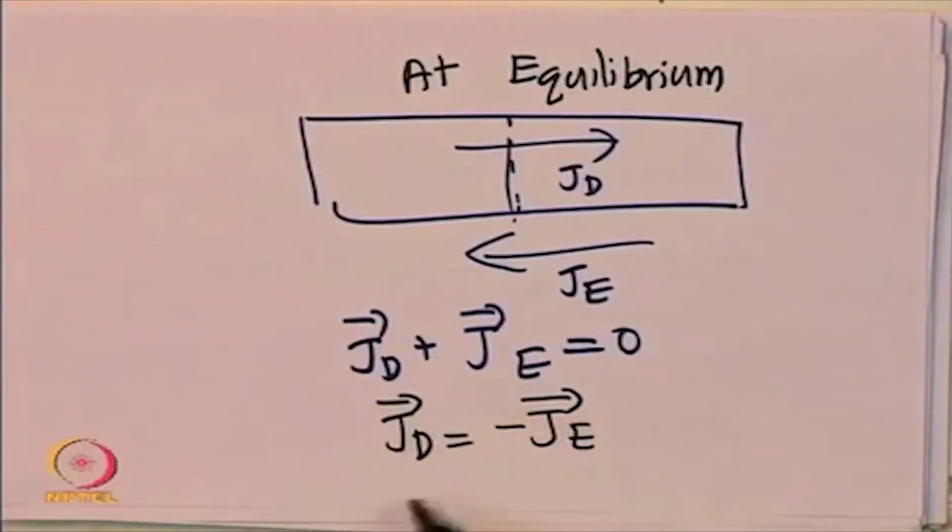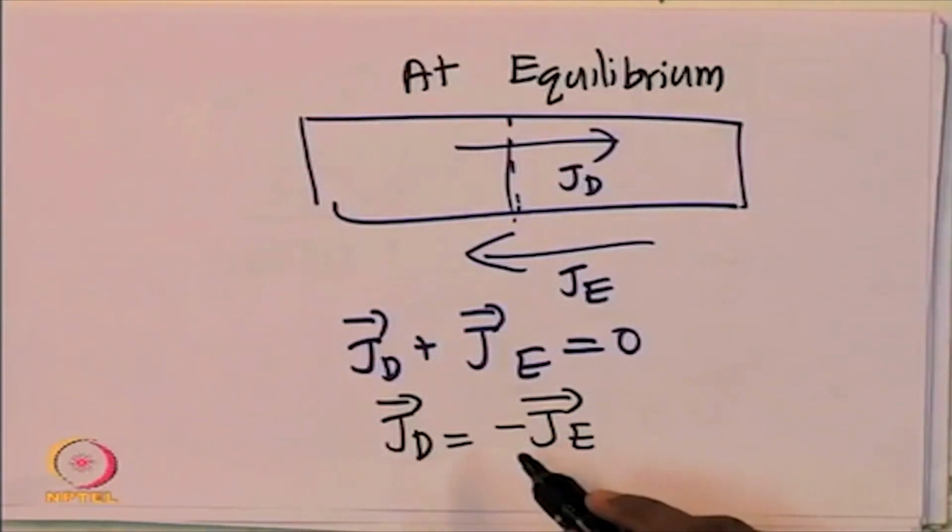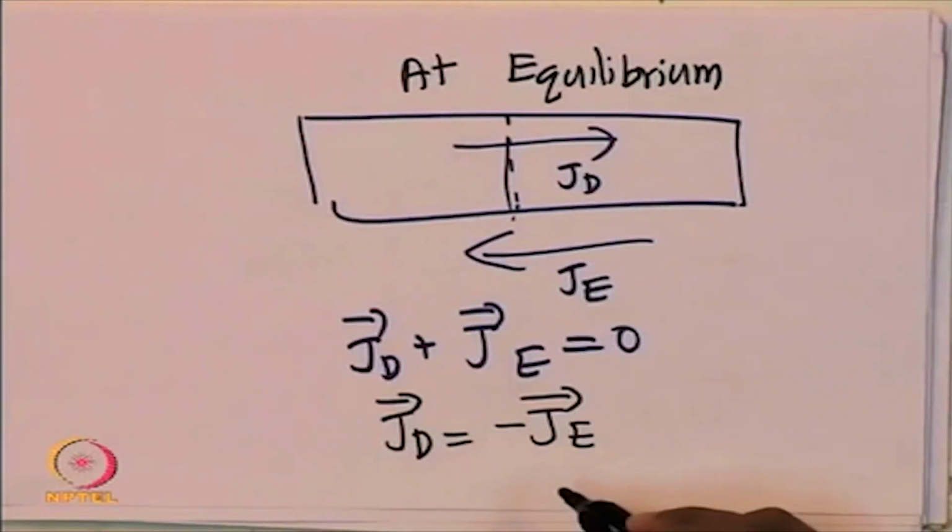The flows will be equal and opposite. So, this minus sign gives you some direction. So, they will be equal and opposite. That is what we want at equilibrium. So, now let us have a look at a few more details.